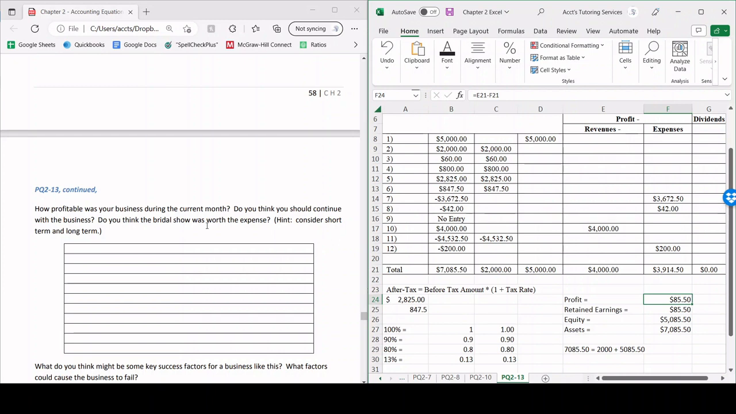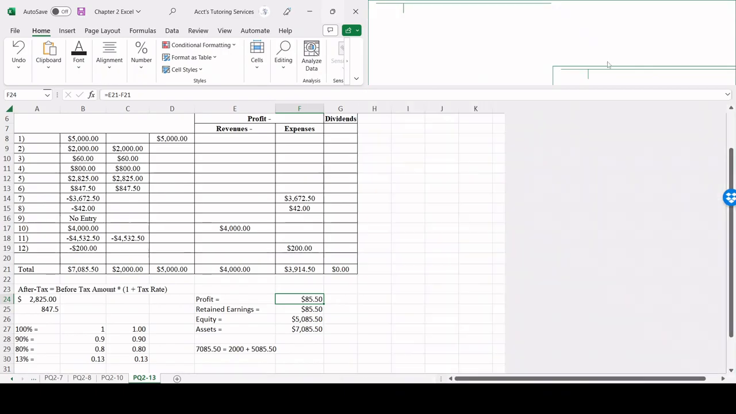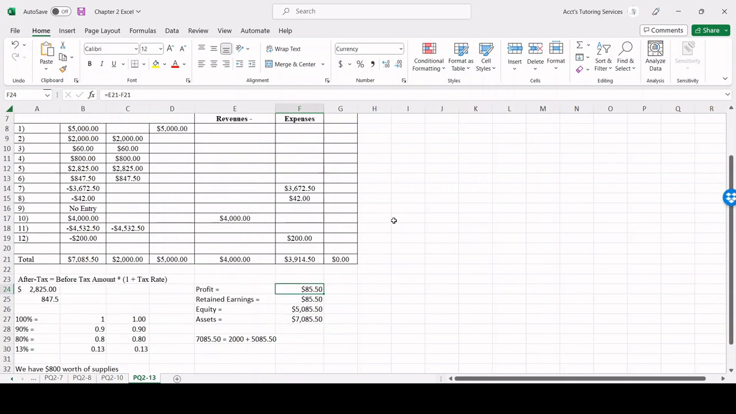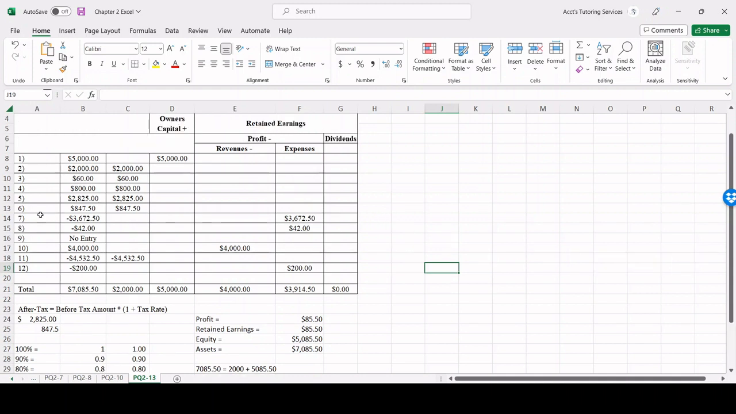Do you think the bridal show was worth the expense? So the bridal show, they did indicate that they did receive a lot of contact numbers. So in the long run, it definitely could be worth it because those contacts could turn into significant revenues. And at that point, the expense that you've incurred for the booth and the flyers, you'll have enough revenues to cover that.